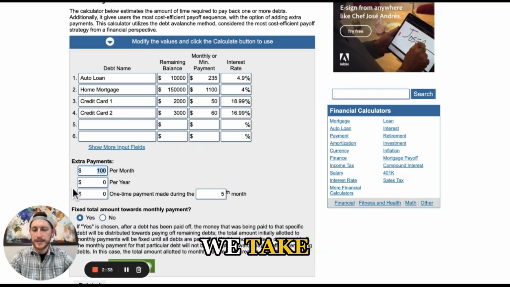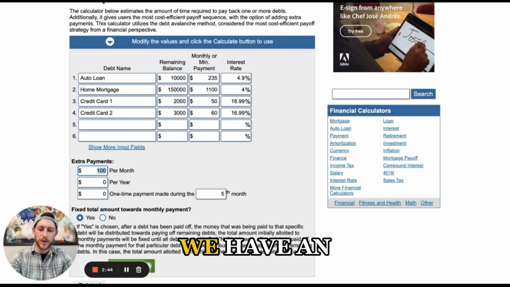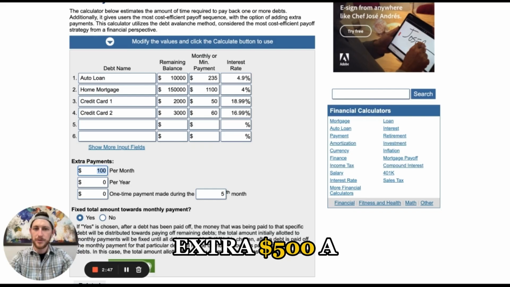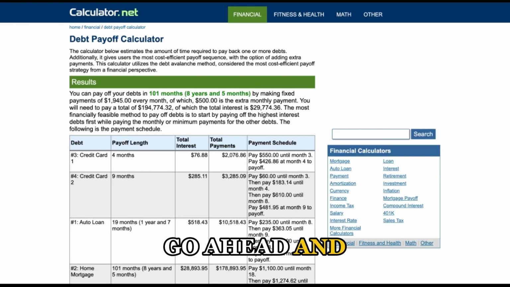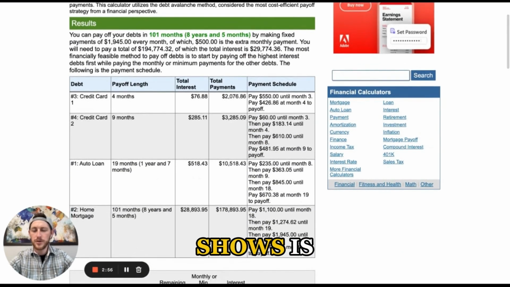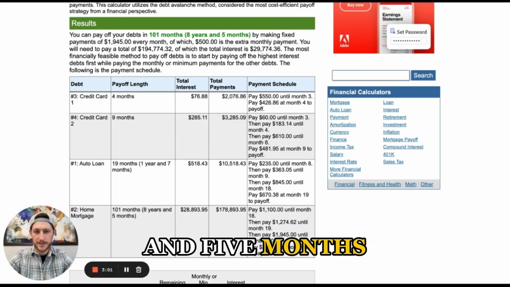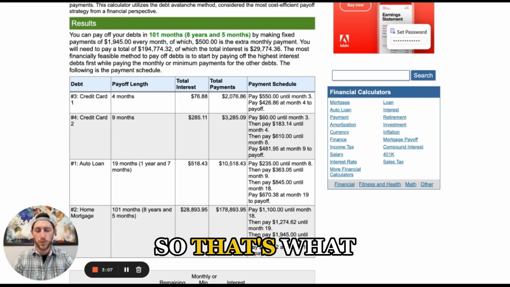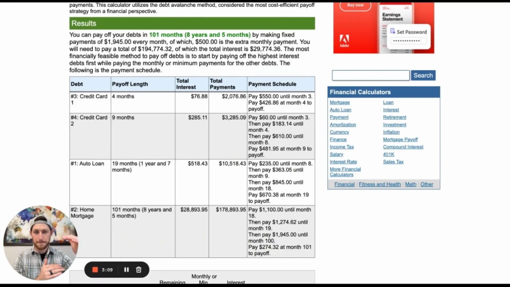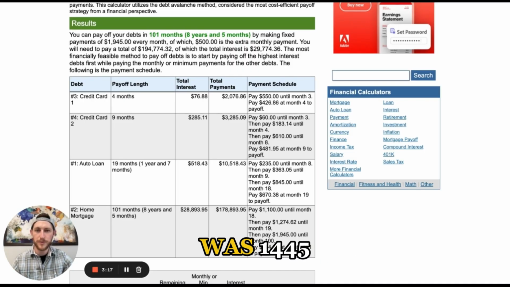So let's say this is our monthly payment for all of these loans. And let's say we have an extra $500 a month that we can put towards this. So we're going to go ahead and click calculate. What this shows is you can pay off your debts in 101 months. So that's 8 years and 5 months by making the fixed payments of $1,945 a month. So that's what they had before. Those were the minimum payments, and then plus the 500, okay? So the total regular before was $1,445, plus the extra money, which is $500 a month.